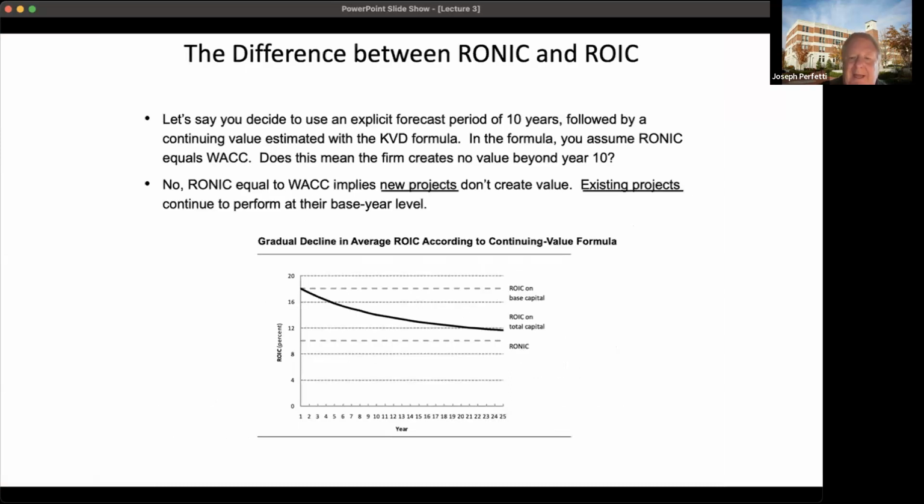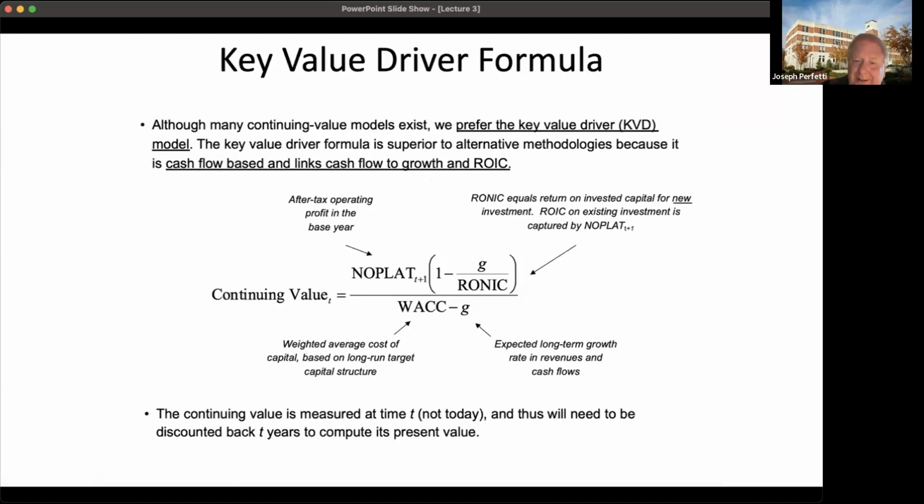And then I guess the important part about terminology here is the ROIC in the formula is actually called a RONIC. And RONIC stands for return on new incremental capital. So translation, it's not your historical return on investment. It's the incremental return on investment going forward. And so that's what's key when we use the key value driver formula.